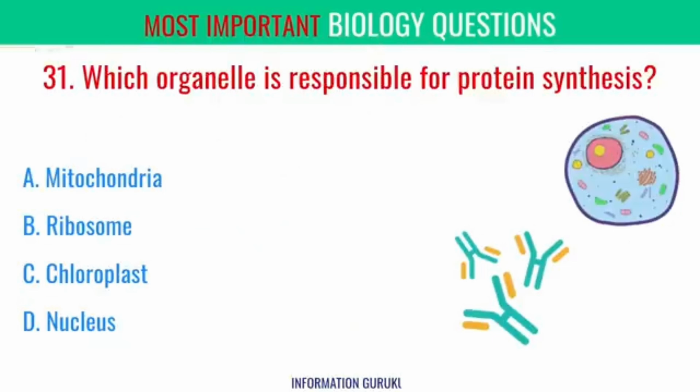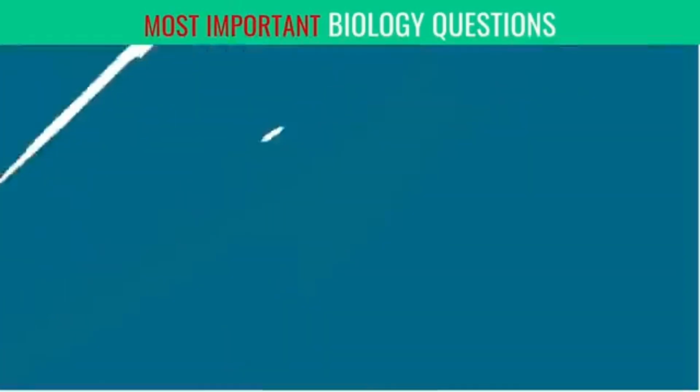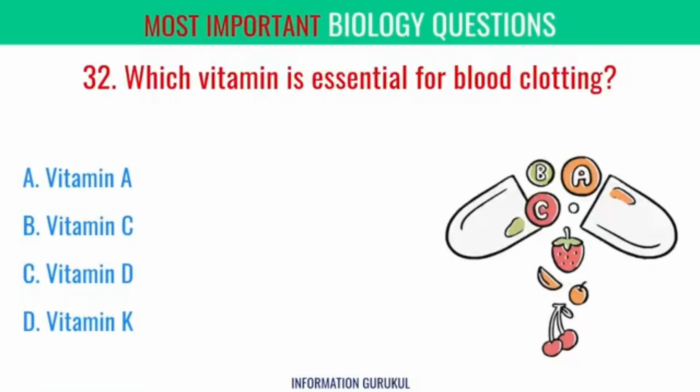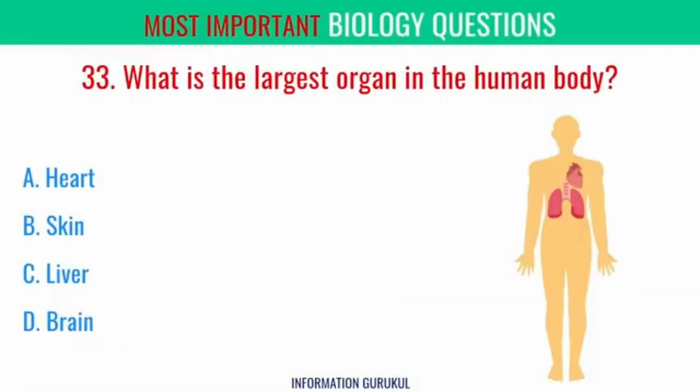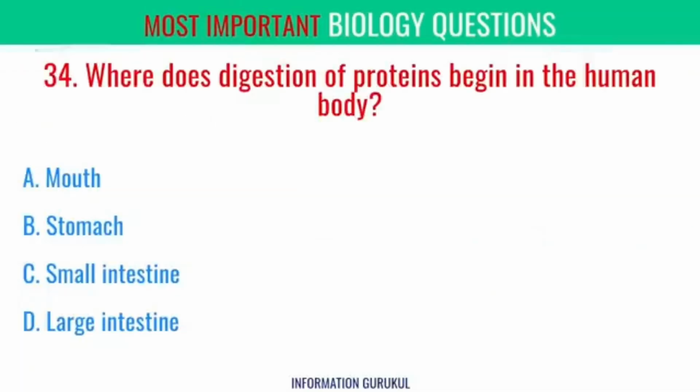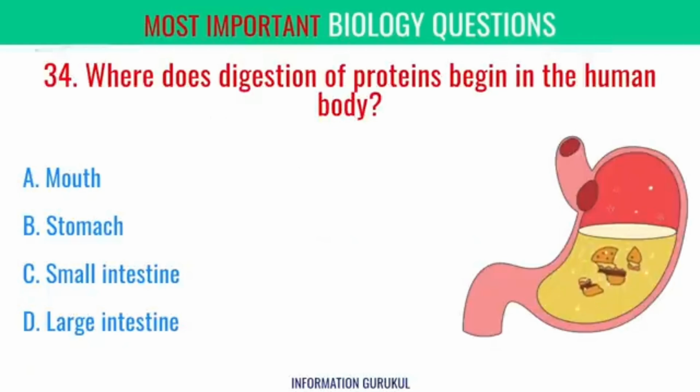Which organelle is responsible for protein synthesis? Ribosome. Which vitamin is essential for blood clotting? Vitamin K. What is the largest organ in the human body? Skin. Where does digestion of proteins begin in the human body? Stomach.